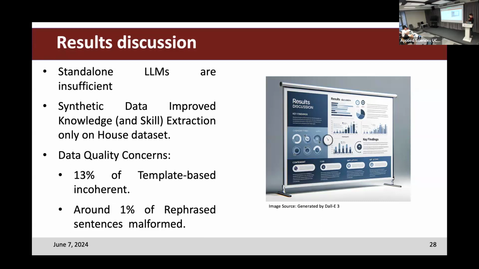The quality of data was not ideal. 13% of template-based generations were incoherent, as we discussed before. And when we analyzed why the rephrasing doesn't bring the improvement that we hoped it would, we found that around 1% of the rephrases result in malformed sentences where the skills are actually removed. And that was not that great.